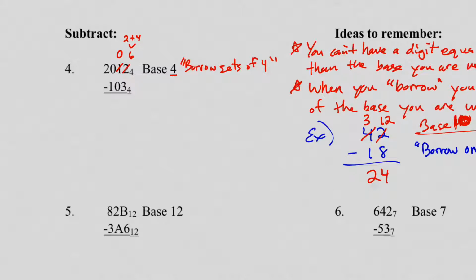Okay, so now we do 6 minus 3 is 3. 0 minus 0 is 0. And we can't subtract 1 from 0, so we're going to borrow 1 from the 2. That's actually, we're borrowing one set of 4, so we're going to add that 4 to this 0, which keeps it at 4. 4 minus 1 is 3. And then we bring down this 1 who's sitting out here by himself, and it's 1303 base 4. Okay, so please stop the video, rewind it if you need to see that again.